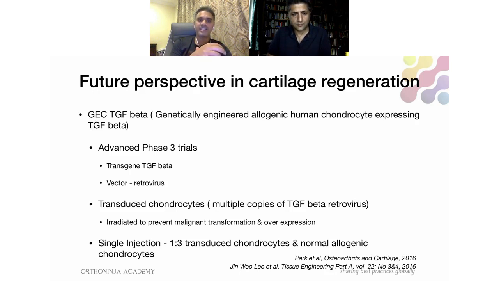He is looking at genetically engineered allogenic human chondrocytes, which are expressing TGF-beta-1. And they are getting this gene and piggybacking it on retroviral vectors. So they're introducing it into retroviruses, and these are used as vectors and transducing chondrocytes. And they then tend to irradiate this to prevent malignant transformation and inject this at a 1:3 ratio of the transduced chondrocytes versus normal chondrocytes, and they're finding fairly good results.